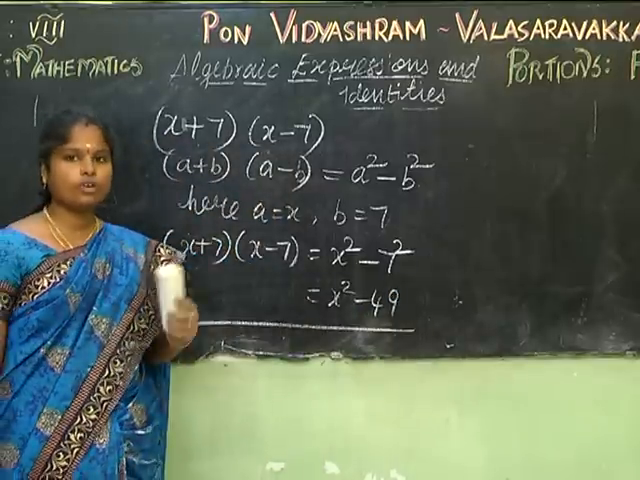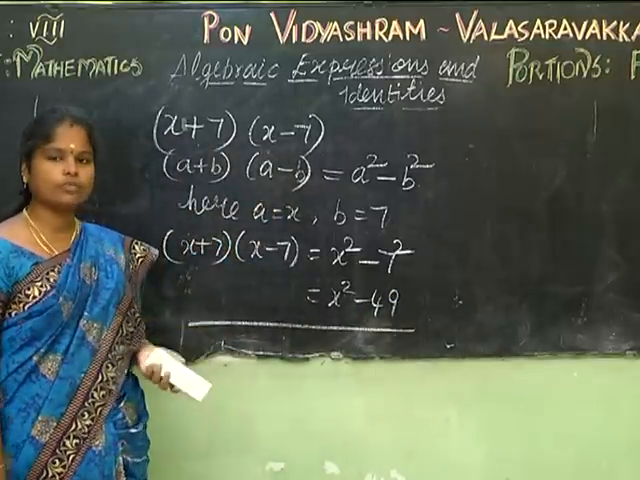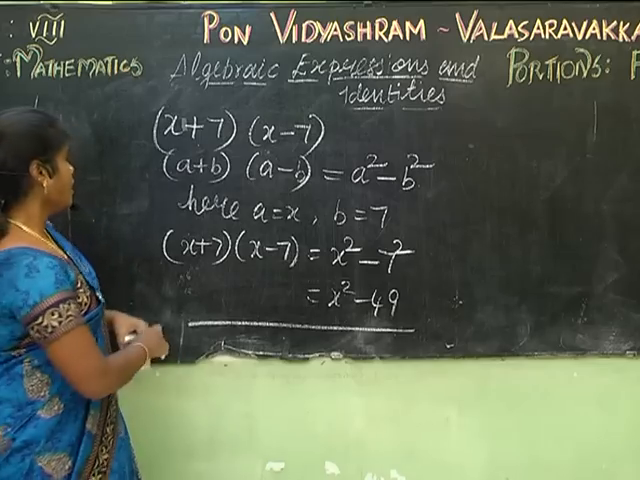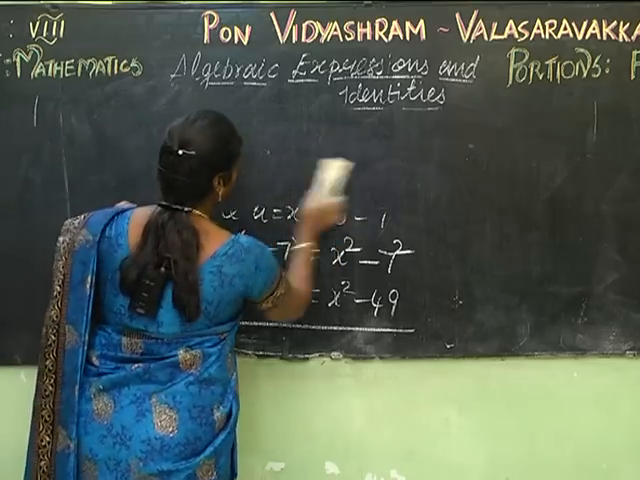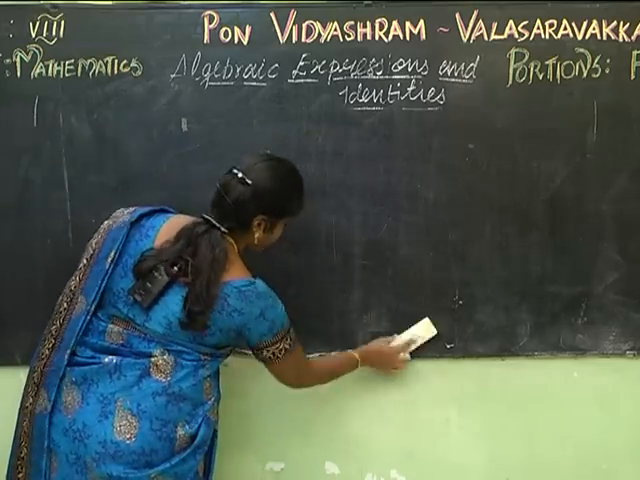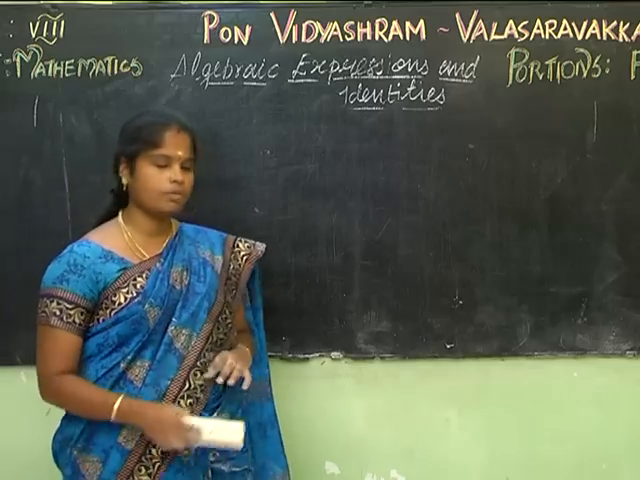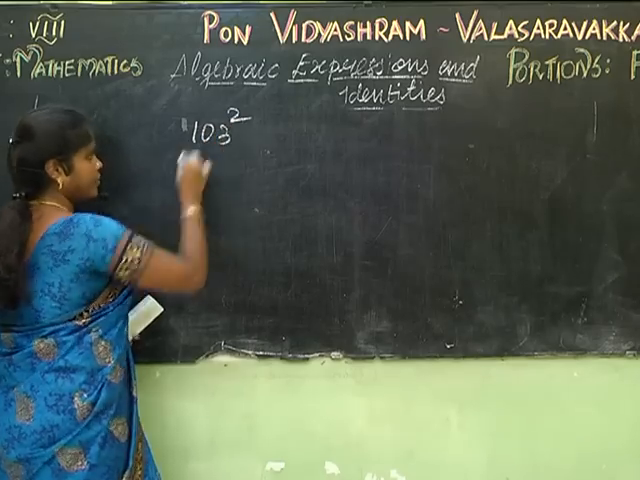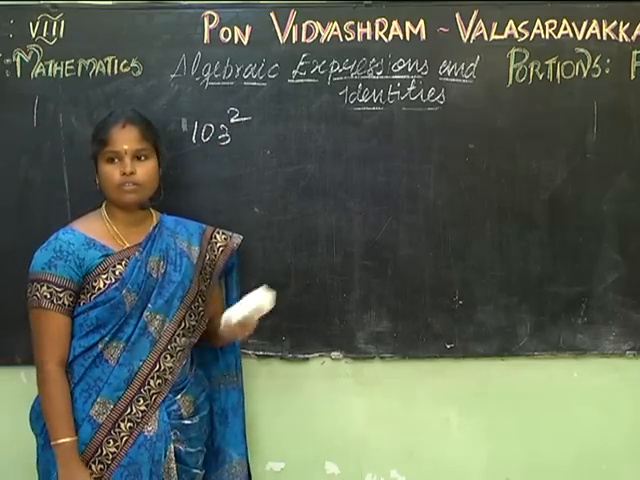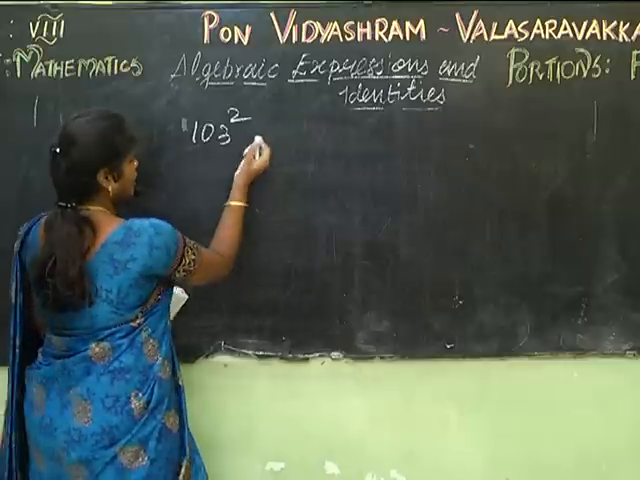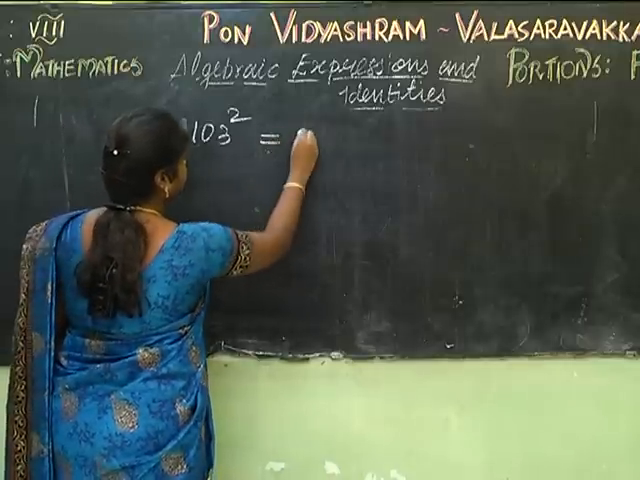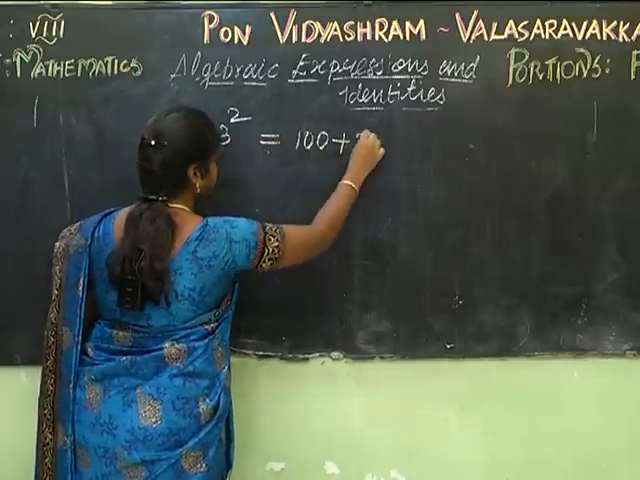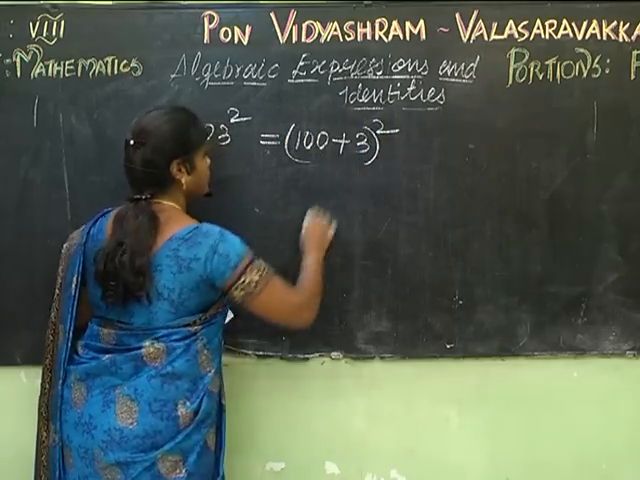This is the way you have to apply the identity in the given product of algebraic expressions. And one more example is how to find the square of a number without using actual multiplication. Suppose, for example, 103 the whole square. How will you find the value of 103 the whole square? First we need to split up the number into (100 plus 3) the whole square.